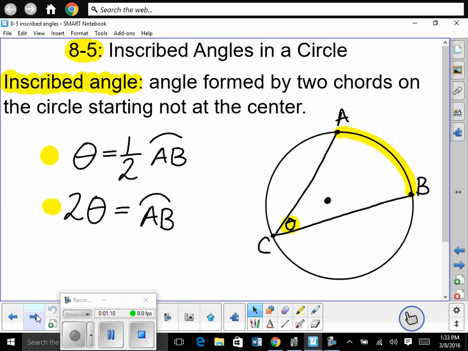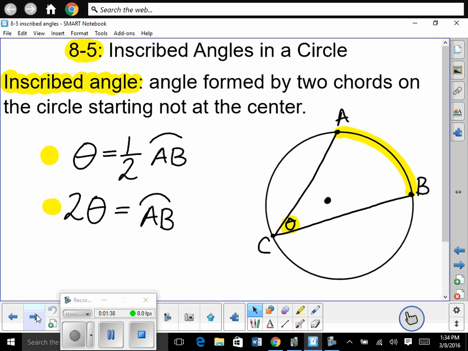Okay, getting right away to what we're learning today. So 8-5, inscribed angles. An inscribed angle is different than a central angle. An inscribed angle is an angle formed by two chords on the circle, starting not at the center. So before you write down any of this, we just need to understand what an inscribed angle is. So once again, an angle formed by two chords. So you don't need to necessarily write that down yet. Everybody just look up here so we understand what an inscribed angle is.